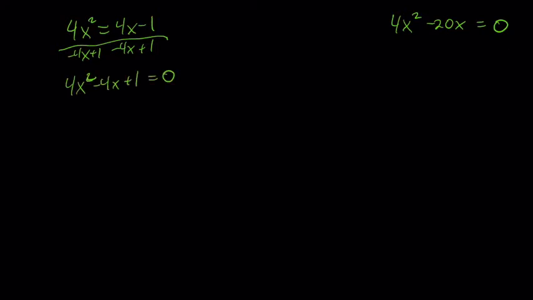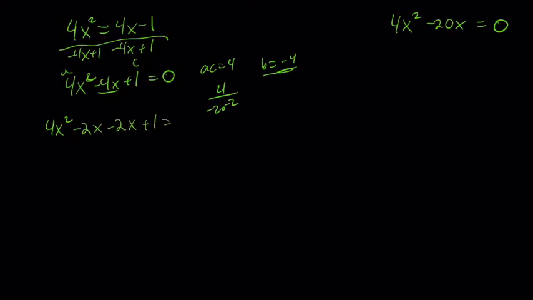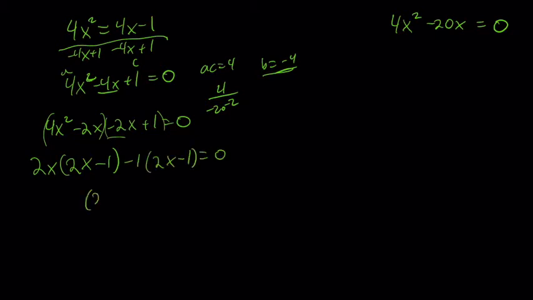I then find the factors of ac that add up to b. 4 could factor into -2 times -2. So those are going to be my 2 factors. So I've got 4x squared minus 2x minus 2x plus 1 equals 0. Now I factor by grouping. So I have 2x times 2x minus 1, and then -1 times 2x minus 1 equals 0. I get 2x minus 1 squared because I have 2x minus 1 and 2x minus 1.